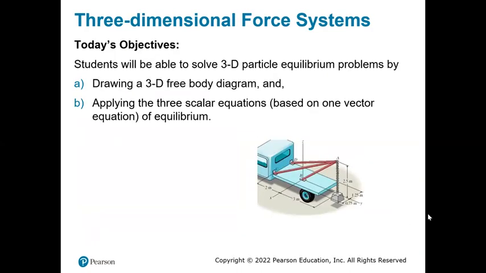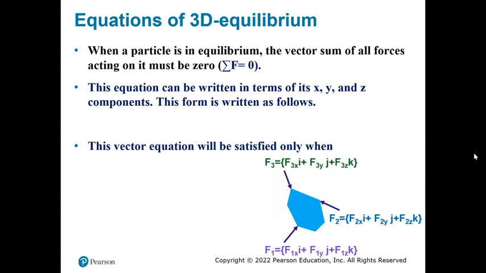From this chapter, the students will be able to solve 3D equilibrium problems by drawing a free body diagram and then applying the scalar equations of equilibrium. We know that when a particle is in equilibrium, the vector sum of all the forces acting on it must be zero. So the addition of all the forces should be zero. That's what we looked into in our 2D equilibrium of forces. All the forces in the x direction should be equal to zero, and all the forces in the y direction should be equal to zero, and the addition of the forces in x and y direction should be equal to zero.